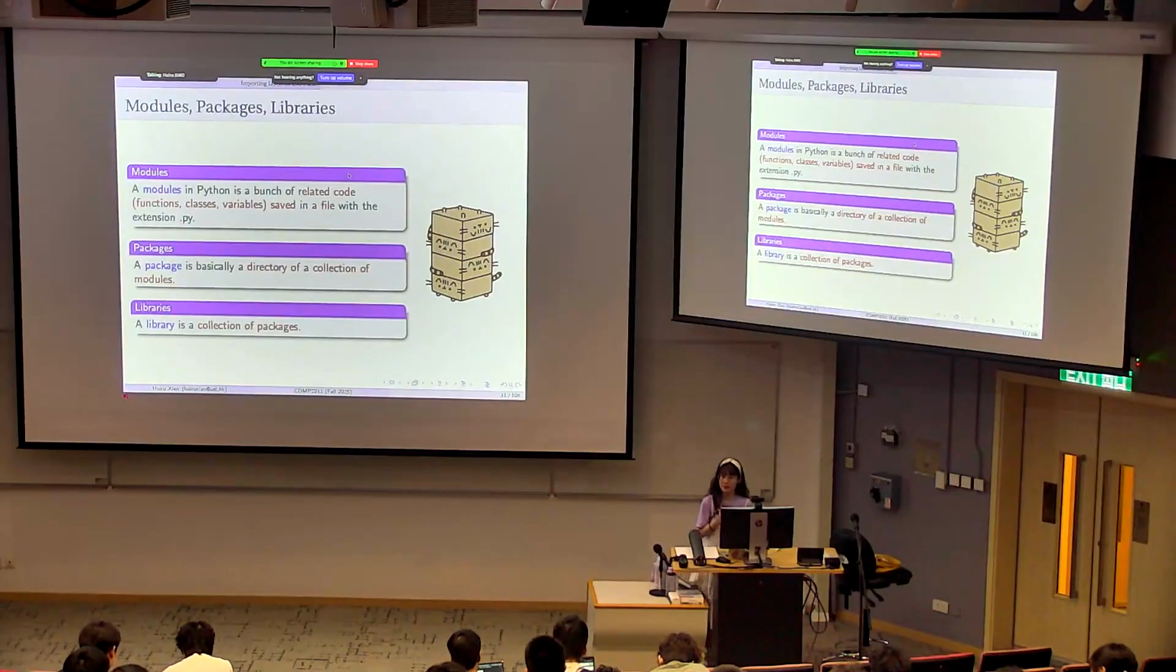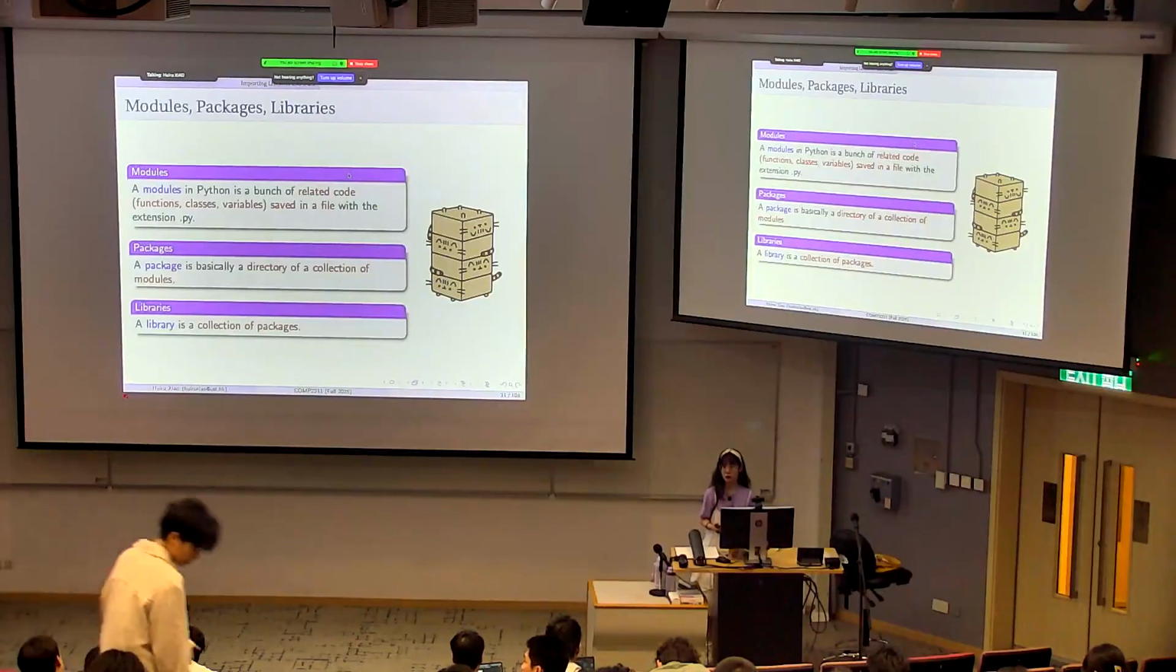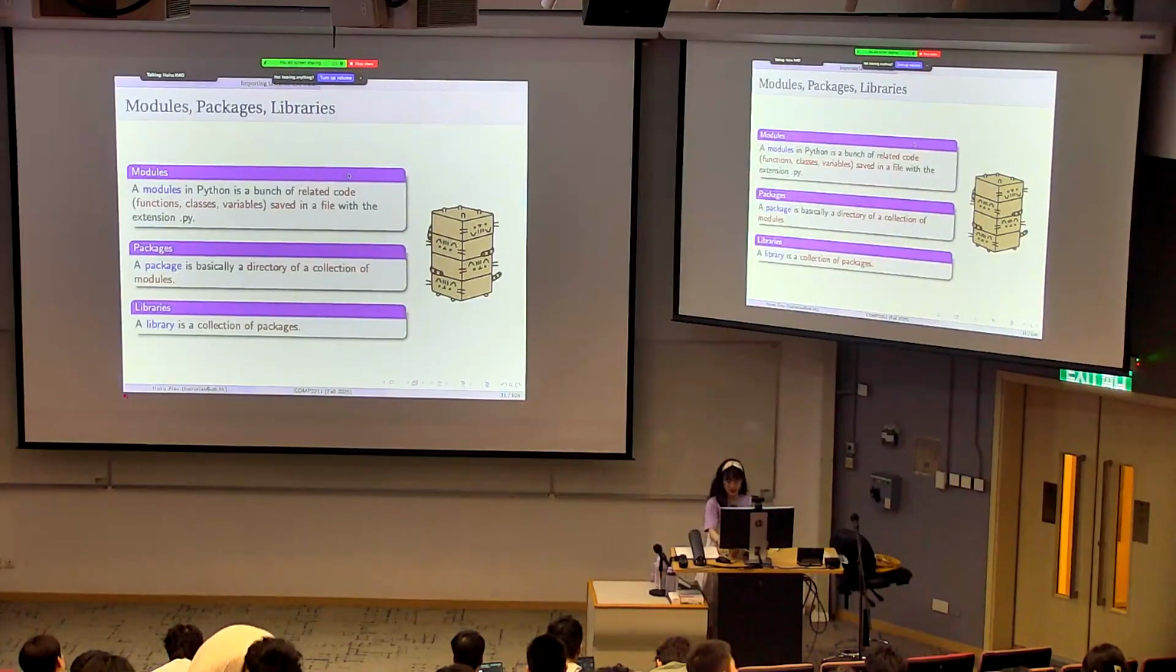A module in Python is a bunch of related code. For example, there can be functions, classes, variables. They are saved in a file with the extension .py. So basically, as you can see, a module is a Python file, and there is some related code bunched together. And then a package is basically a directory, a collection of modules. And the last, a library, is a collection of packages. So they are in different layers.